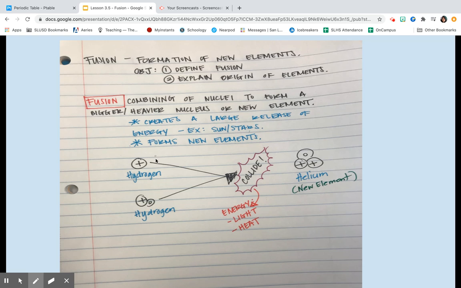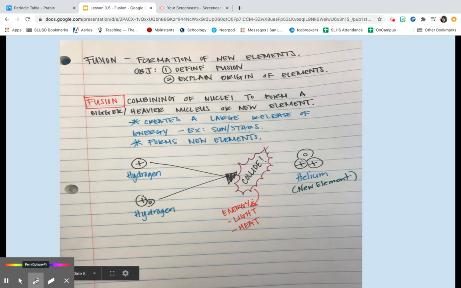So what does that mean? Well, let's say I have two different elements here. Actually, they're the same. They're both hydrogen, and the only thing different about them is that this one has an extra neutron, and we'll talk about why in lesson 3.6. Right? So if I have two hydrogen nucleuses or nuclei, plural for nucleus, they crash in together, they release tons of energy and light. And when these atoms crash into each other, they form one new element, helium, right?